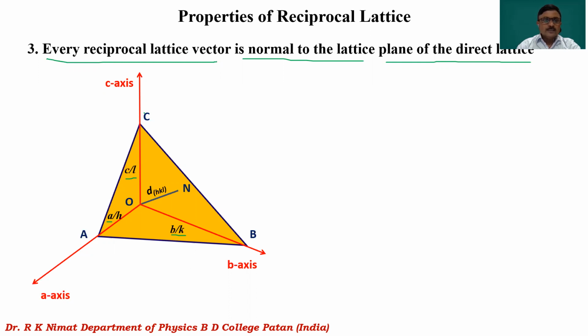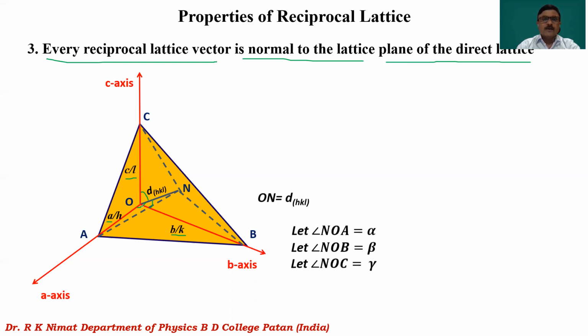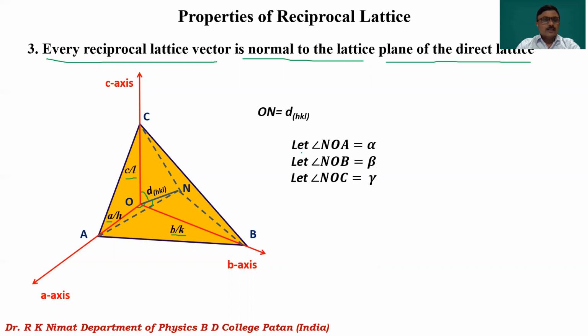Now let us join CN, BN, and AN like this. Let us assume that angle NOC is gamma, angle NOA is alpha, and angle NOB is beta. So these are the angles alpha, beta, and gamma. Angle NOA is equal to alpha, angle NOB is equal to beta, and angle NOC is equal to gamma.